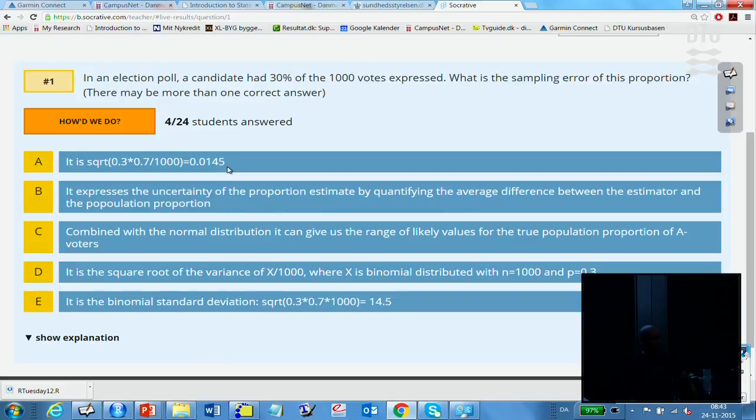So we made a poll. There are some candidates. 30% said they voted for candidate A, say. So 300 out of 1,000. I'm asking you, what is the sampling error of this proportion? And I'm telling you, I may have put in more than one correct answer. Maybe, maybe not. There is at least one correct, I assure you. I'm not tricking you. At least one of them is correct, and there could be more. You may discuss with your friends.